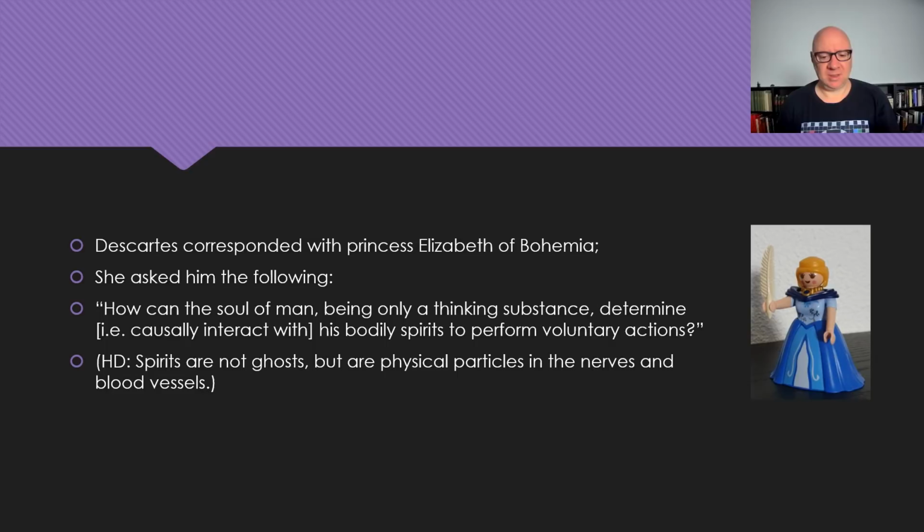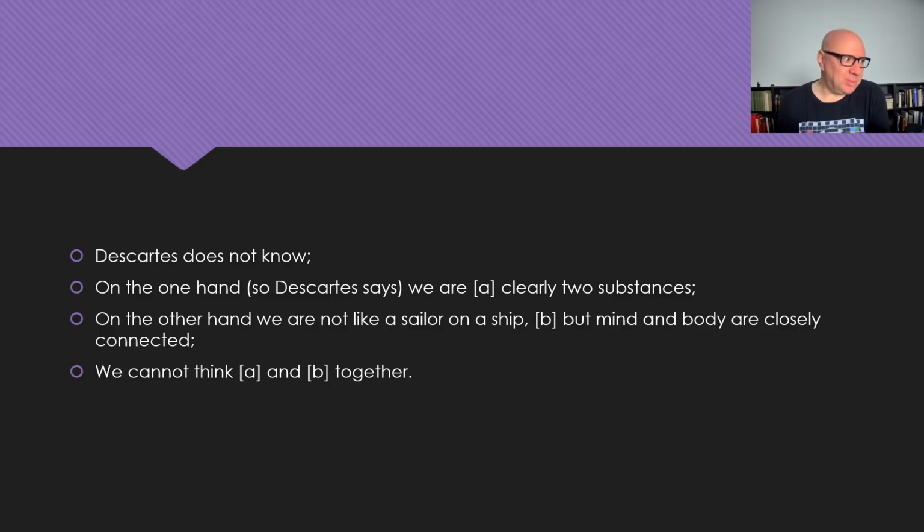So she writes this to Descartes, and Descartes usually was very, well, not very nice to his critics. If you read his letters, he usually says to people having criticism that they are stupid. In a slightly nicer way, but not very much nicer. And in the end, Descartes has to admit that he doesn't know. He says, clearly we are a mental substance, and clearly, I see this clearly and distinctly, we are a physical substance, and clearly they interact. But I cannot understand how they can interact, because they have such different properties.